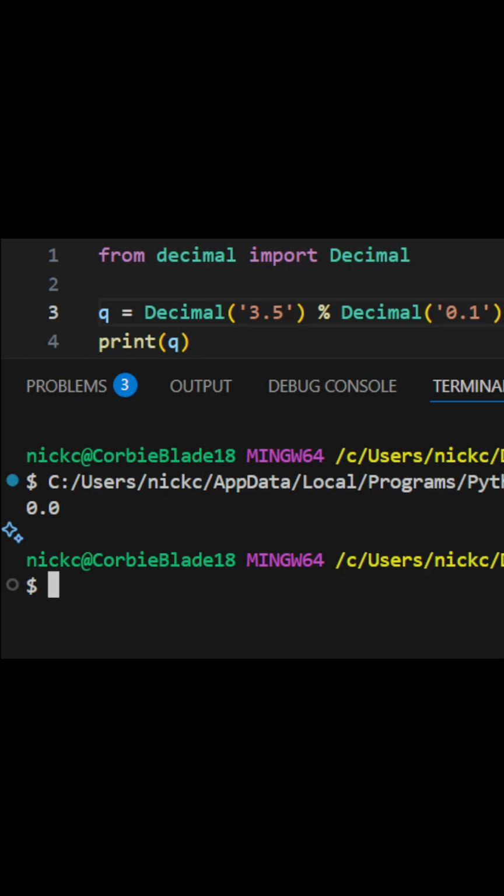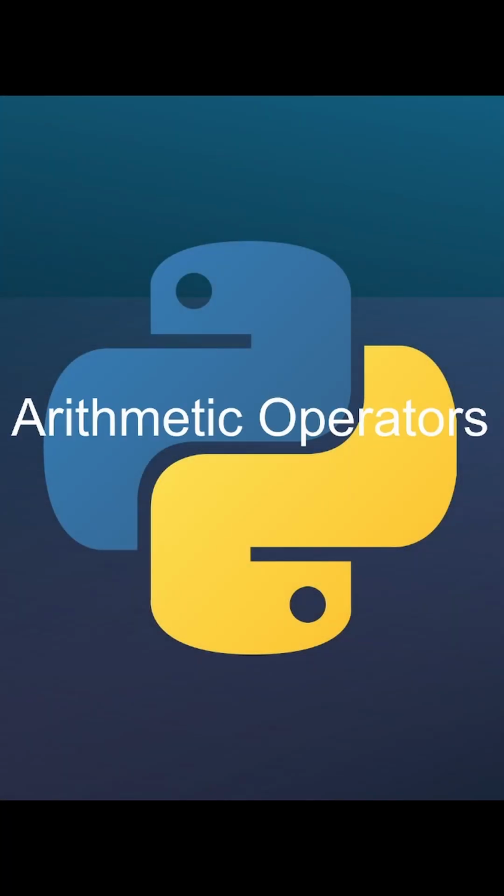That's all for the modulo operation today. Next, we'll be taking a look at the floor division operator.